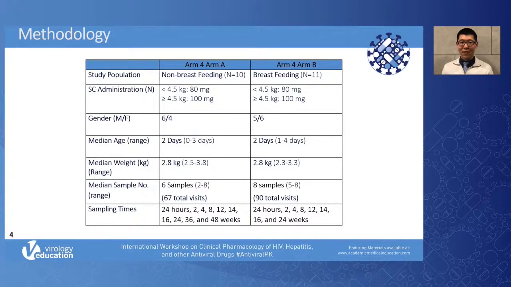Here is the population included in our PK analysis, which included a total of 21 infants and 157 samples. The cohort was split into Arm A for non-breastfeeding infants and Arm B for breastfeeding infants. The infants were dosed based on body weight, as depicted here. So patients less than 4.5 kilograms received the 80 milligram dose, and those greater than 4.5 kilograms received the 100 milligram dose. The demographics between the 2 arms were similar. Please note that patients in Arm B, or the breastfeeding group, were provided with a second dose at week 12 for additional protection.